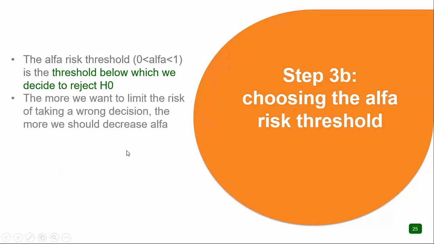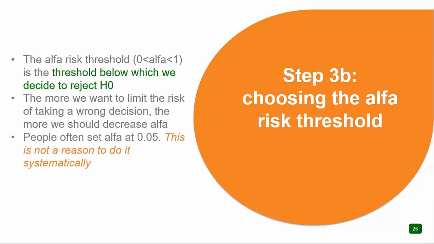The more we want to limit the risk of taking a wrong decision, the more we should decrease alpha. And the more severe you want to be with yourself, the lower the alpha risk threshold should be. So it all depends on the severity you want to have in taking the decision or not. Do you prefer not taking a decision at all instead of taking a potentially wrong decision? In this case, you should lower the alpha risk threshold. If the consequence of taking a wrong decision is not so bad, then you can increase the alpha risk threshold. So it all depends on the question you're asking and on the subsequent decision you want to make.